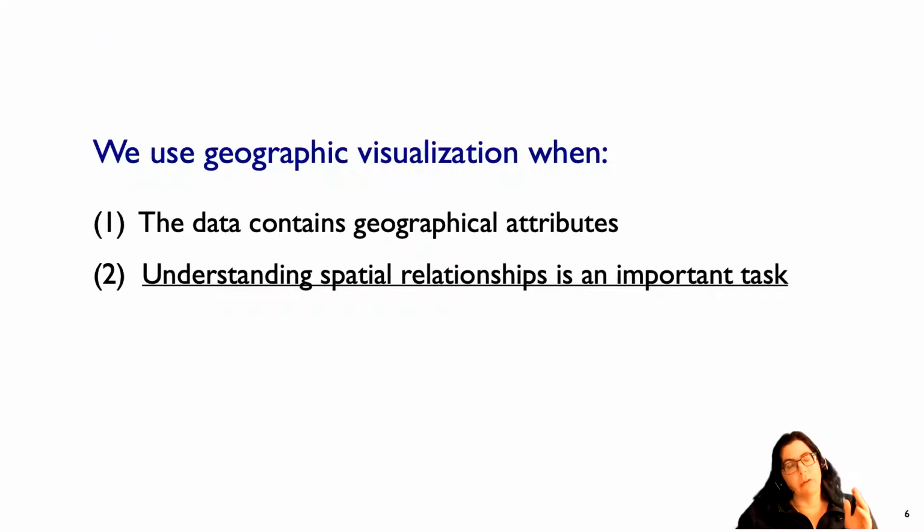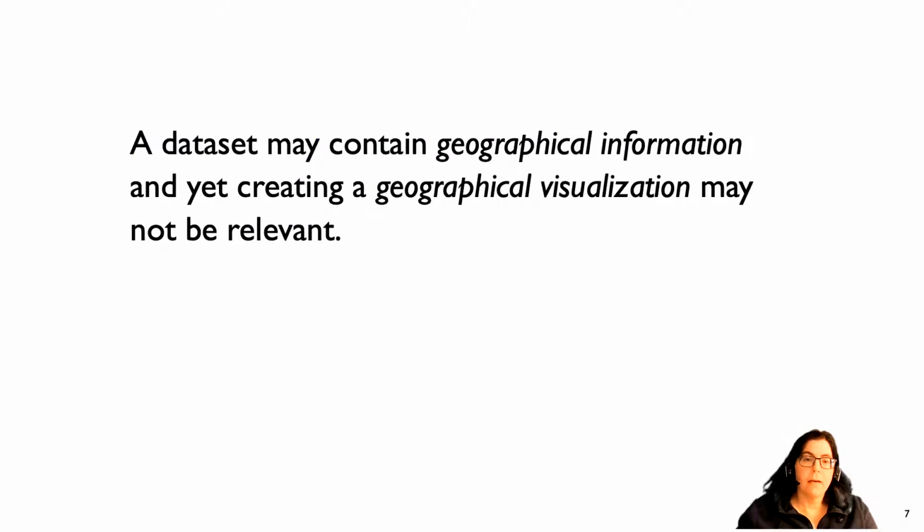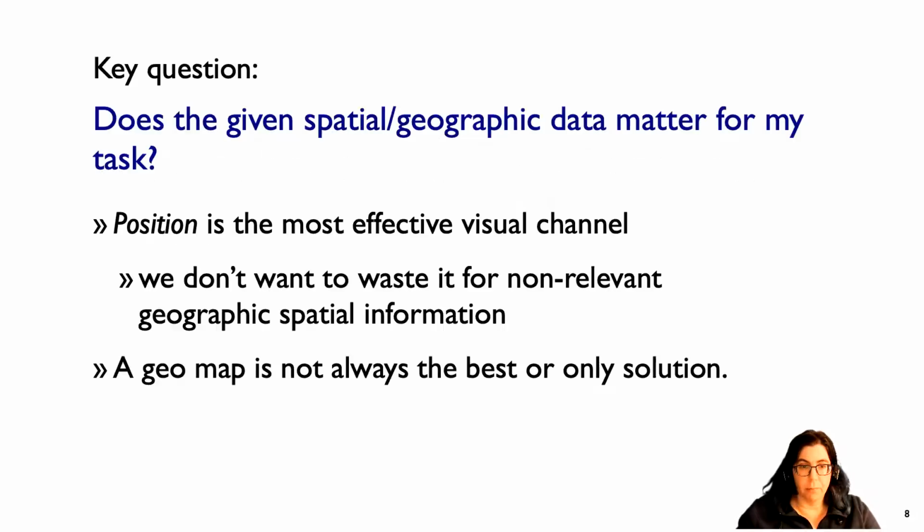So we're going to want to use geographic visualization if the data set contains geographical attributes, and understanding that spatial relationship is an important task. Now, a data set might contain geographical information. On the other hand, it could be that we wouldn't necessarily use that for the position channel. So the key question is, does the given spatial, or in this case, geographic data matter for my task?